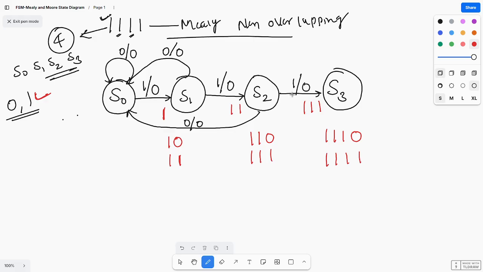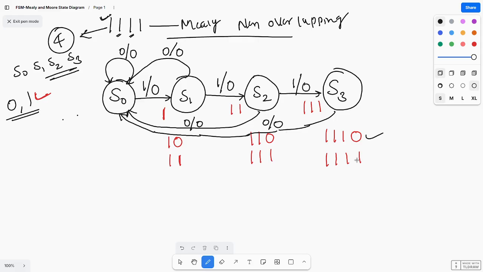Here, if it is 0, where will it go? It will go to this state. Where it is matching 0, it will go to S0. So if it is 0, it will go to S0. I didn't get the sequence, I got the sequence 0 by 0.